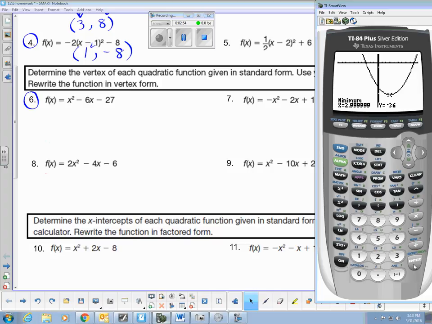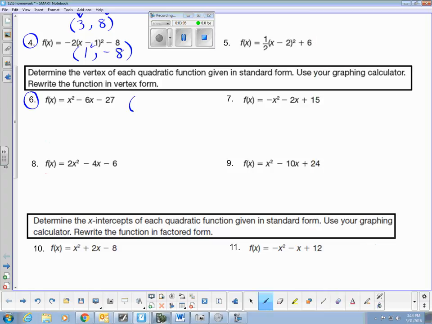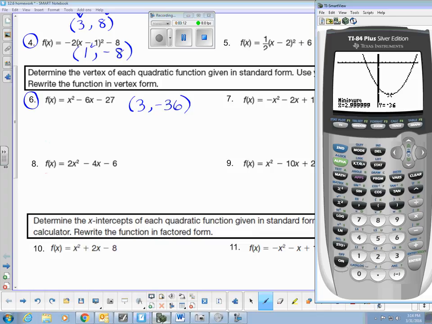So we see it says 2.999 between. We know that that's 3, comma, negative 36. And that's a vertex. So in vertex form, f of x is equal to (x minus 3) squared minus 36. So I take the opposite of positive 3, negative 3, and this stays true to the sign.